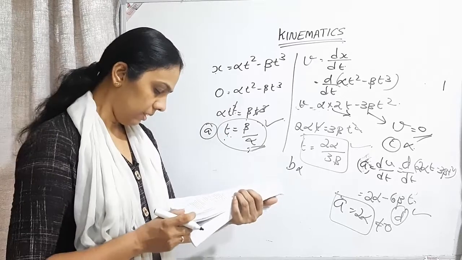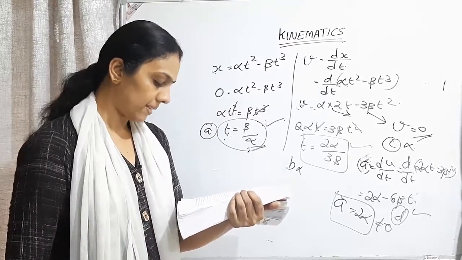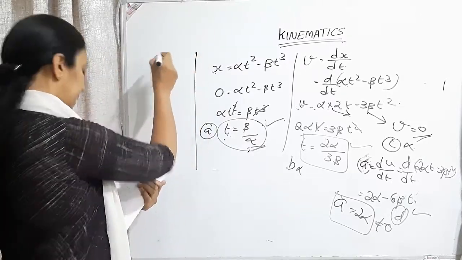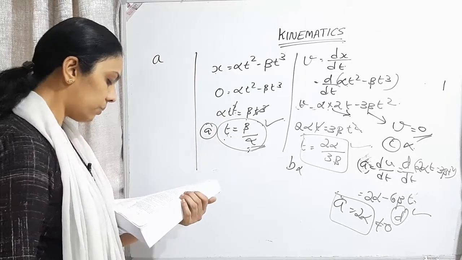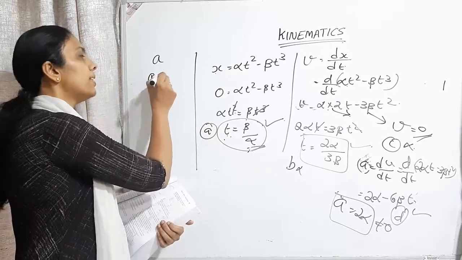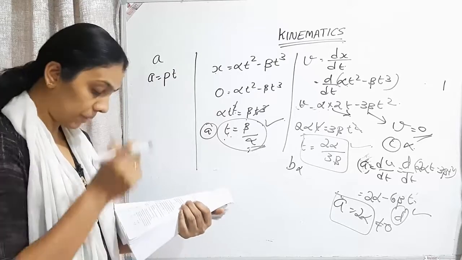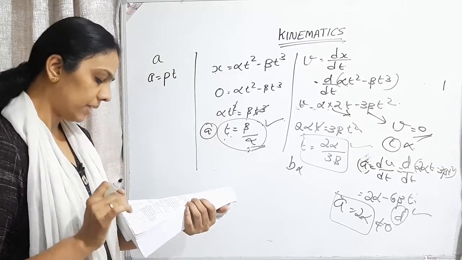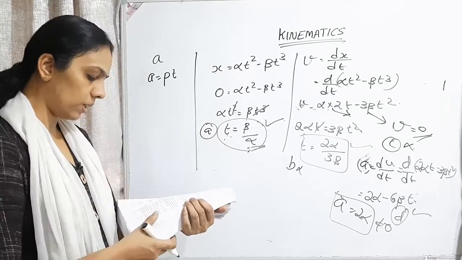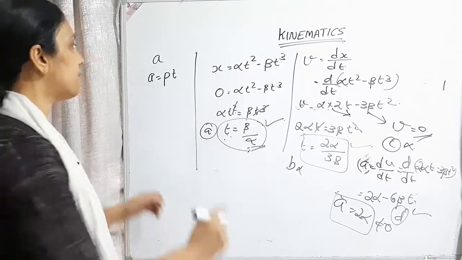Okay. Next question. A body starts from rest with uniform acceleration A. Uniform acceleration is given as A, and the acceleration of the body as a function of time t is given by A equals pt, where P is a constant. Then the displacement of the particle in the time t equals 0 to t equals t1. Okay. So we need to find out the displacement.